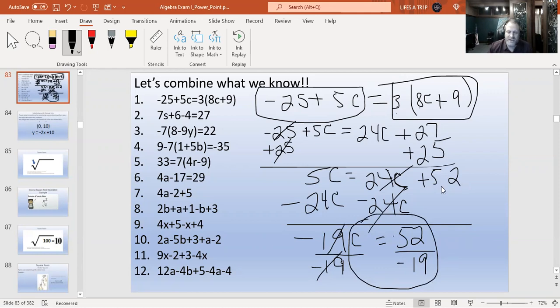c equals negative 52 over 19. Write all that down, guys.